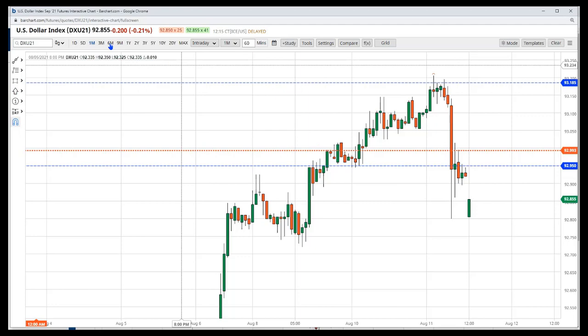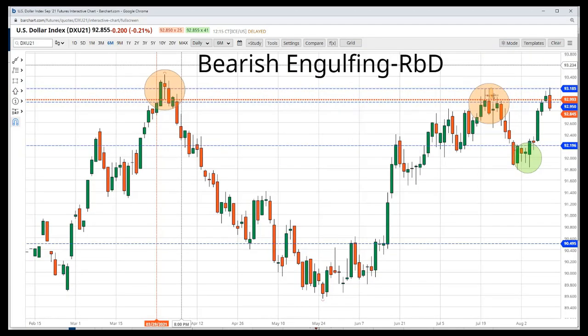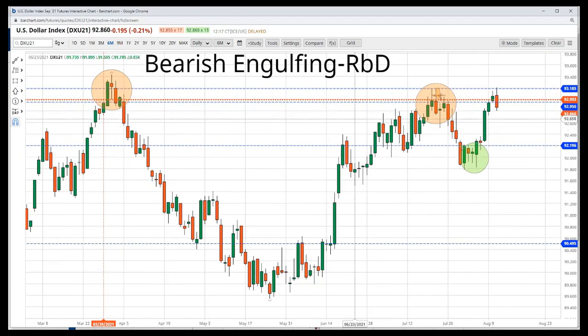If I go back to my daily chart, right? Now we do see a bearish engulfing, right? But this daily candle has yet to close. We still need this candle to close.